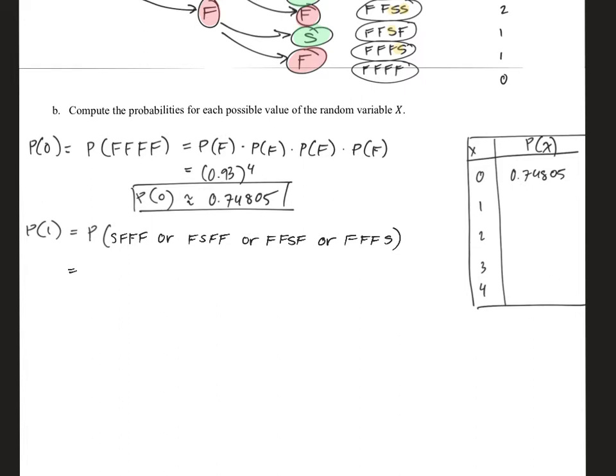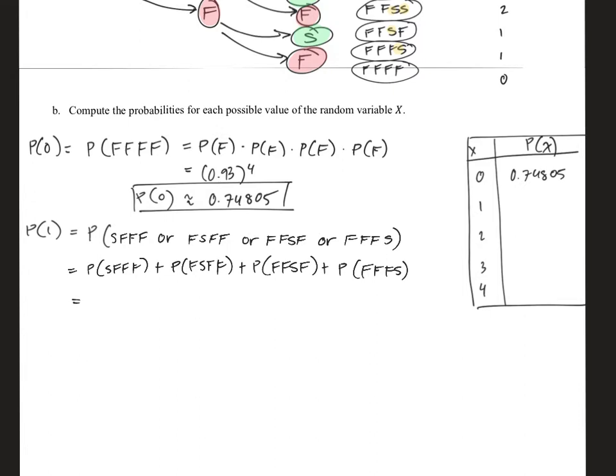So now let's see. Notice we have the word or going on, which means we're going to have to use the addition rule for disjoint events. So that'll be the probability of SFFF plus the probability of FSFF plus the probability of FFSF plus the probability of FFFS.